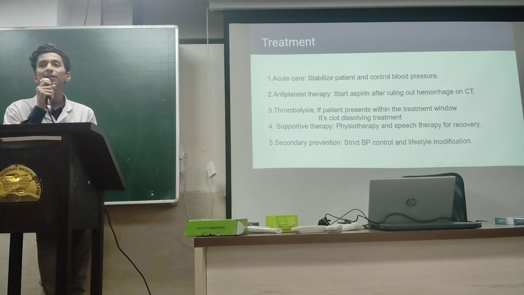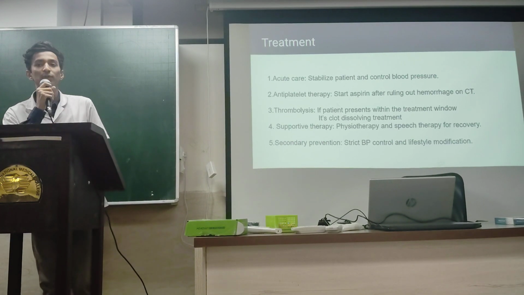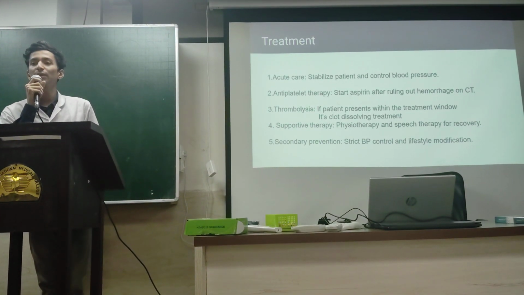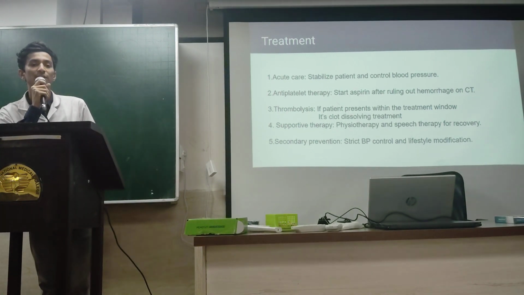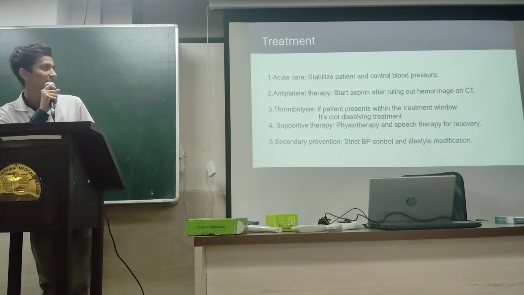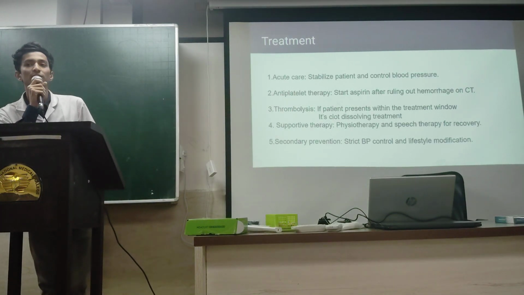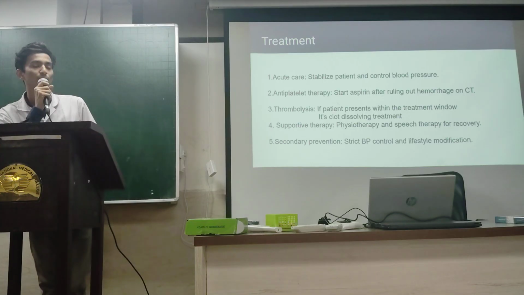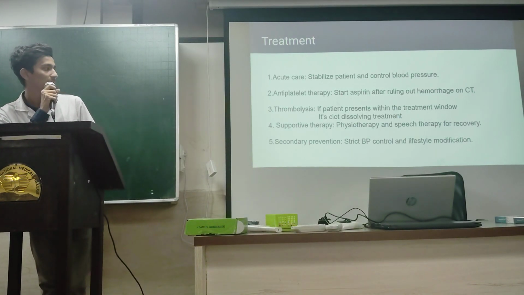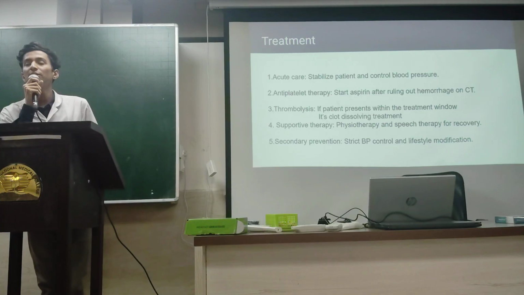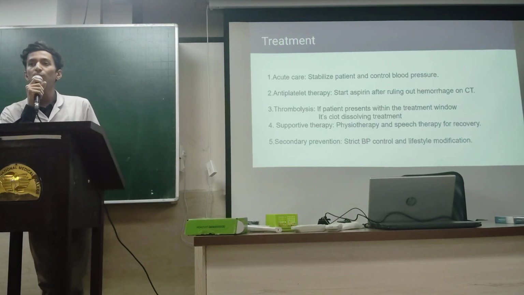The treatment includes acute care, which means first we have to stabilize the blood pressure and stabilize the patient. The second includes antiplatelet therapy. Start aspirin after ruling out hemorrhage on CT scan. The third includes thrombolysis. Thrombolysis means dissolving the blood clot. When the patient is in the treatment window, that is, within the scope of treatment, then we can start thrombolysis.